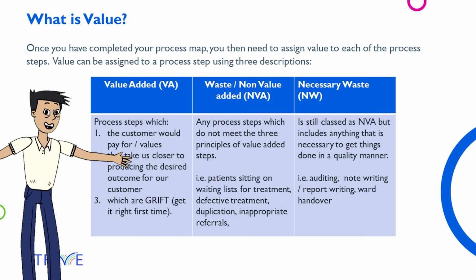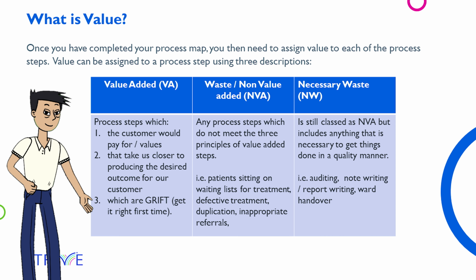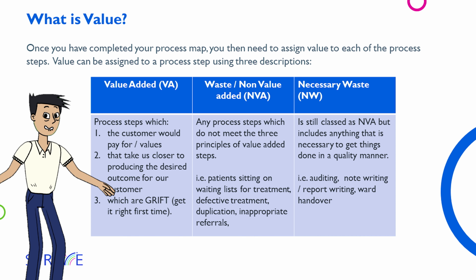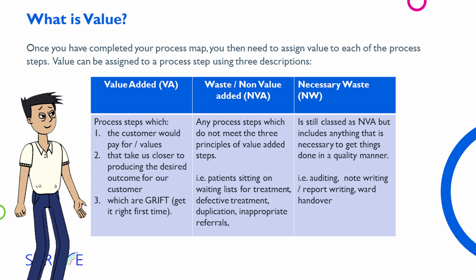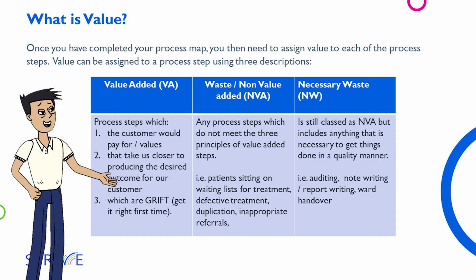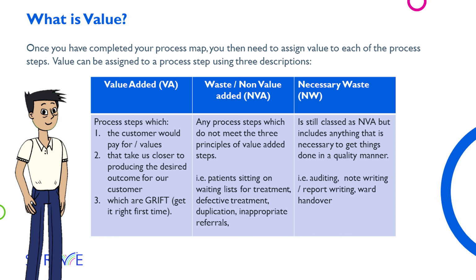And then on the far left, we have the value-added activities, which are interesting because they have to meet 3 different criteria before they can be classed as value-added. The first one is a bit of an arbitrary one to get your head around, but it says, would the customer pay for this? If you think about it, sitting in a waiting room for 3 hours before you were seen is probably something you wouldn't pay for if you had to.